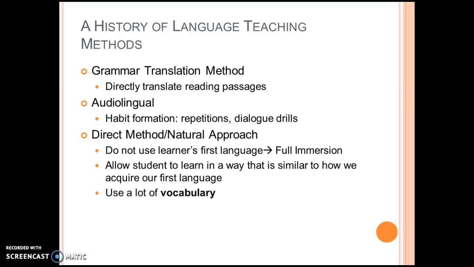Use a lot of vocabulary. When we use this, we want to make sure we are helping our students learn words. We don't necessarily want to focus on grammar, on how to make things plural or where in the sentence it goes. First, focus on the vocabulary.